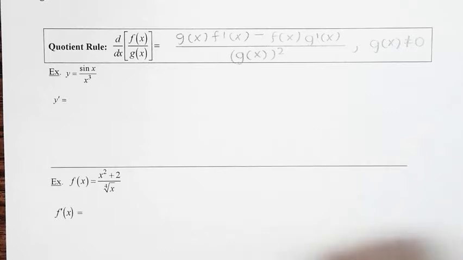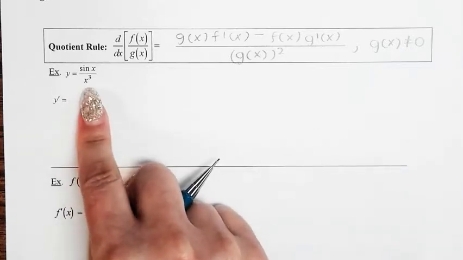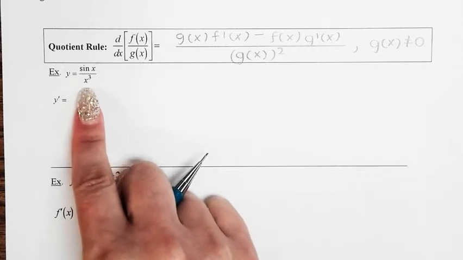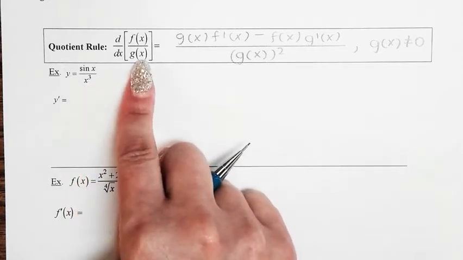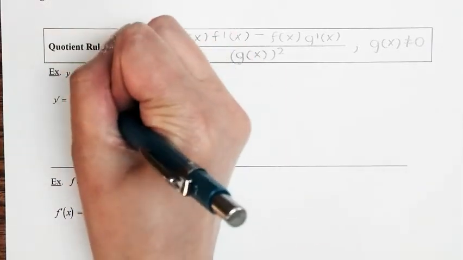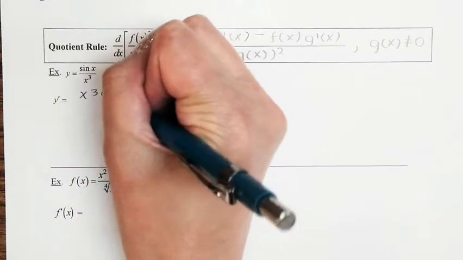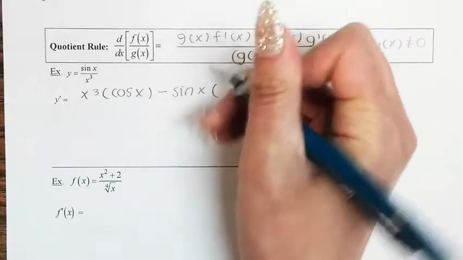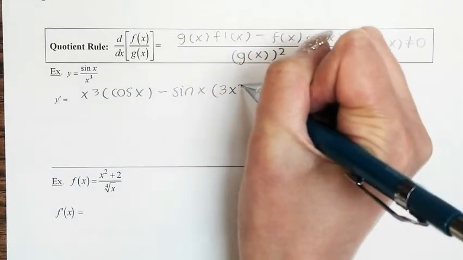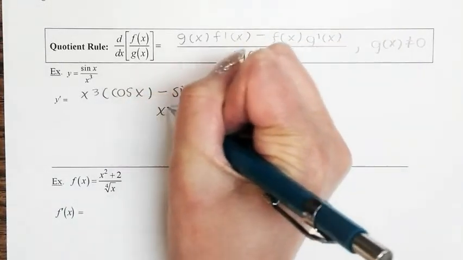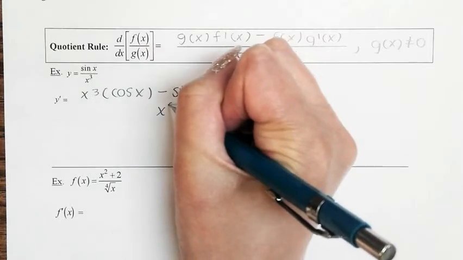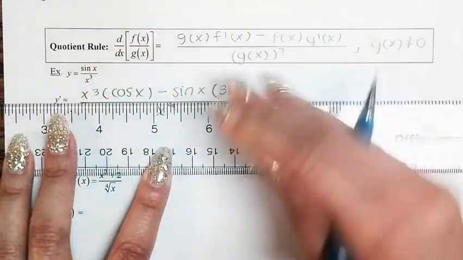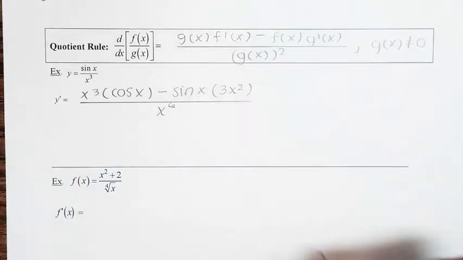For this one we're going to apply the quotient rule with sine of x being the f and x cubed being the g. So in this situation we have bottom times the derivative of top, which is cosine of x, minus top times the derivative of the bottom, which is 3x squared. This is going to be divided by x cubed to the power of 2, so that's going to be x to the power of 6.